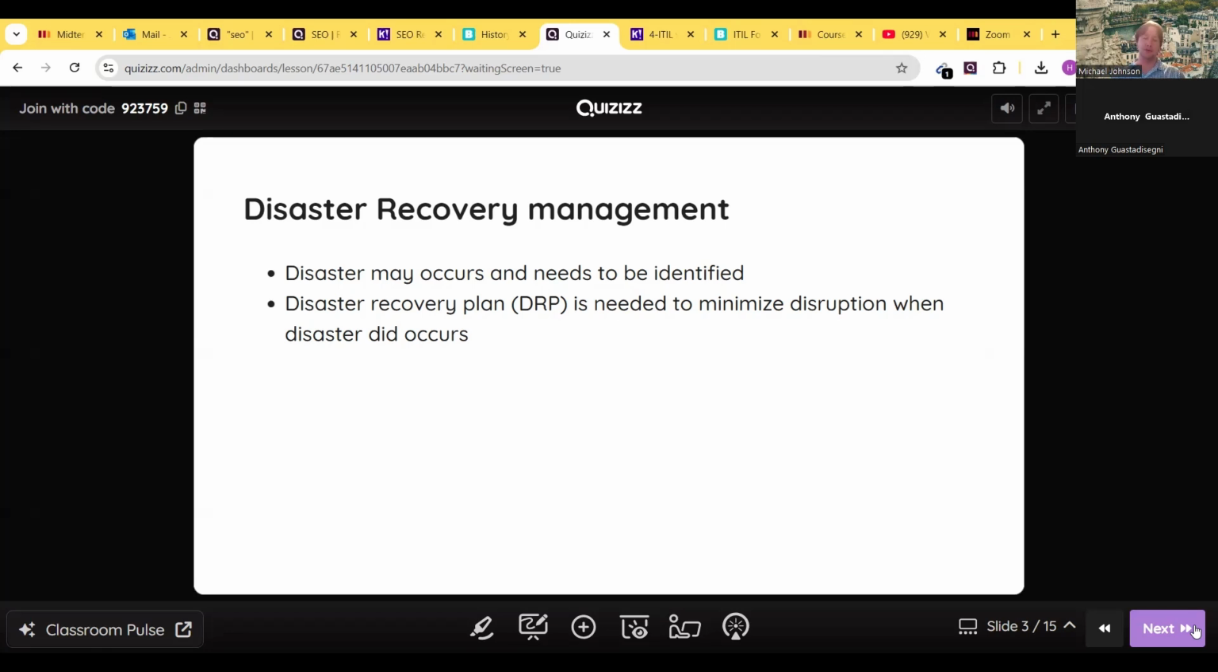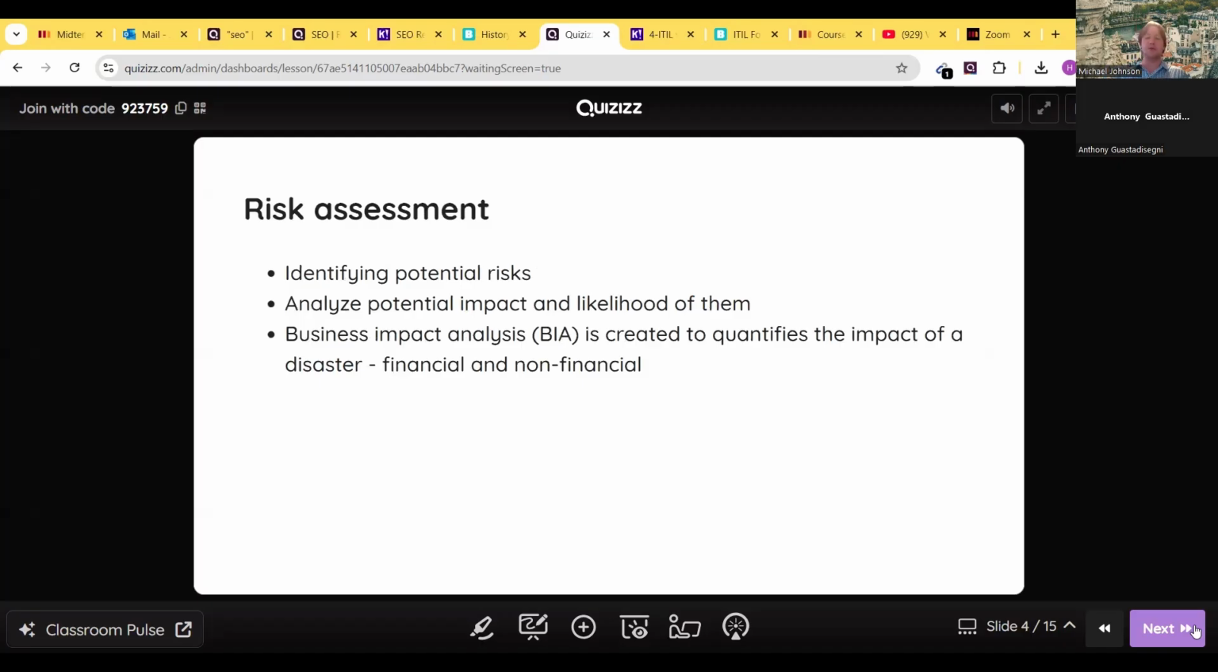So we could have potentially created a plan where we backed up all of the data on external hard drives and/or cloud servers in order to prevent the data being lost. Risk assessment: we need to identify potential risks and analyze their potential impact and likelihood. Business impact analysis is created to quantify the impact of a disaster, financial and non-financial.